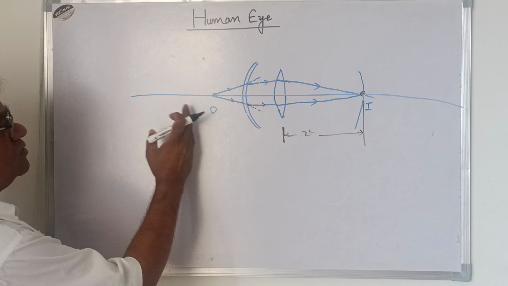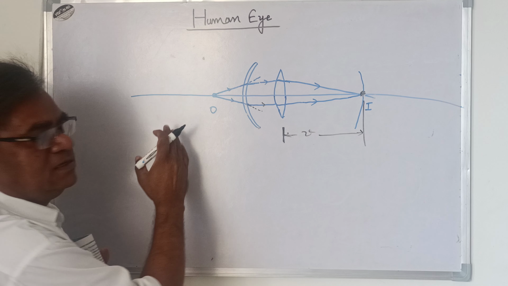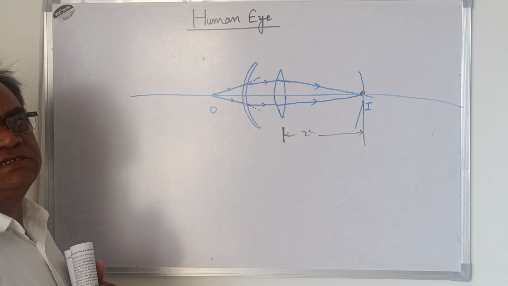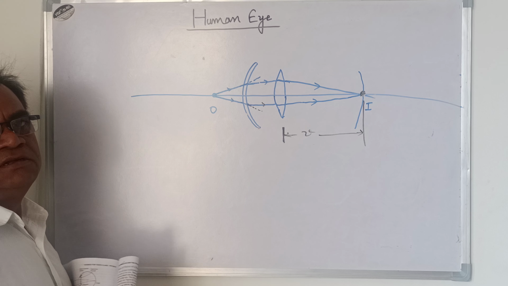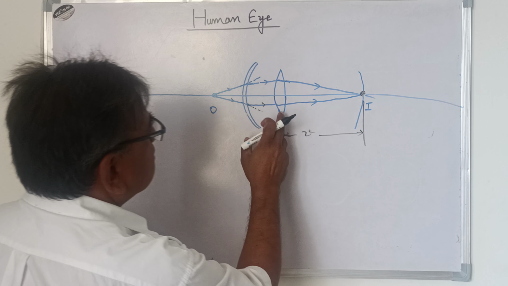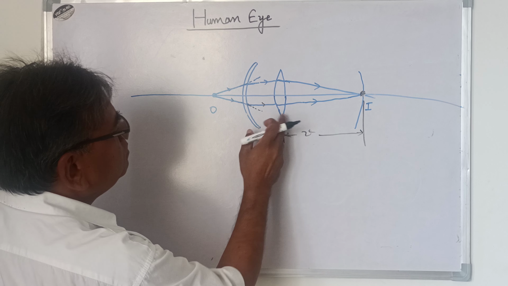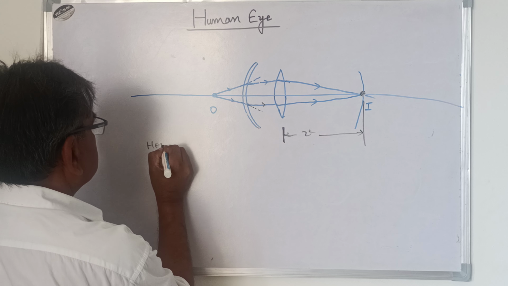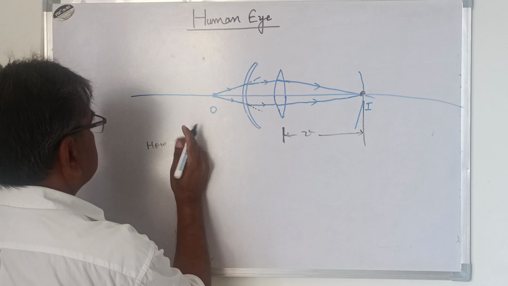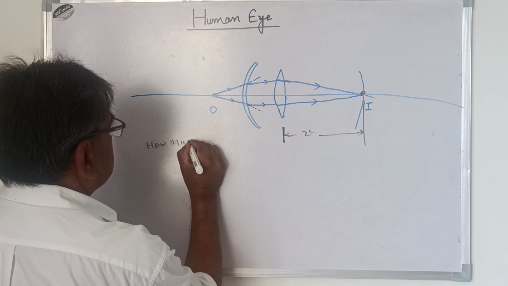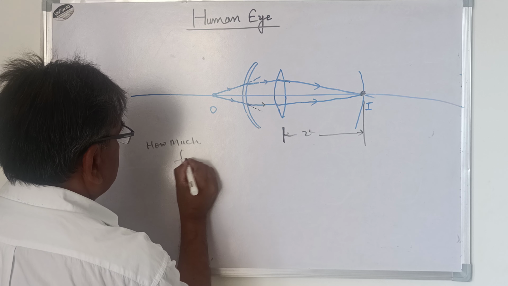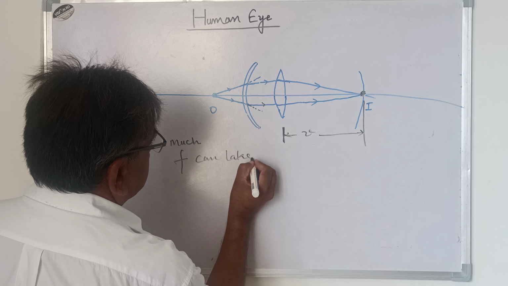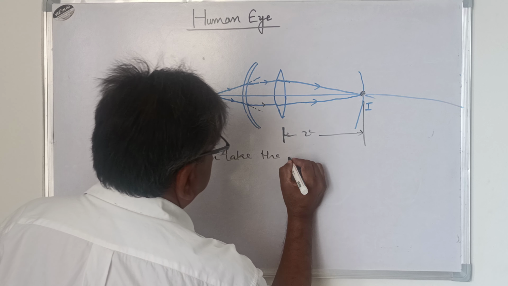So in this case, when the object is near and you keep bringing the object nearer and nearer to the eyes, how near can it come? So there is the power, the minimum. How much can F take the minimum value?